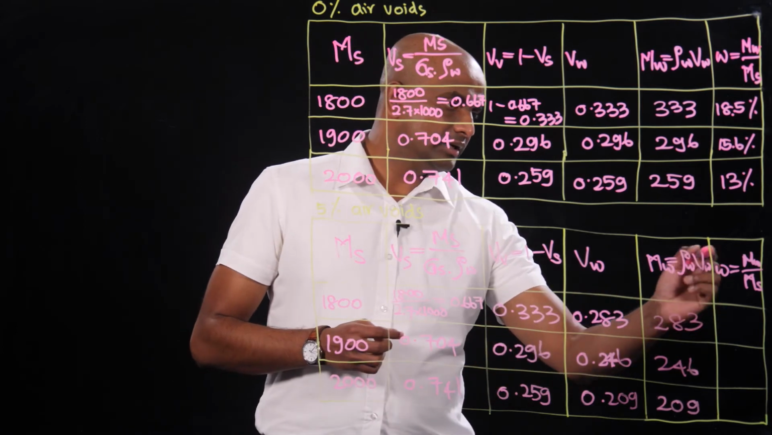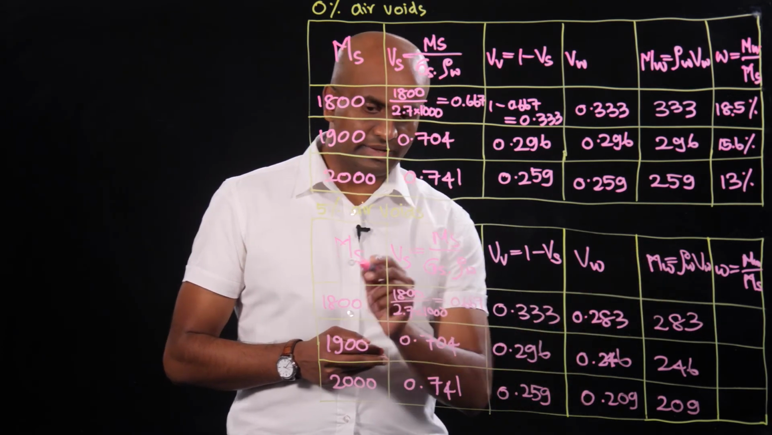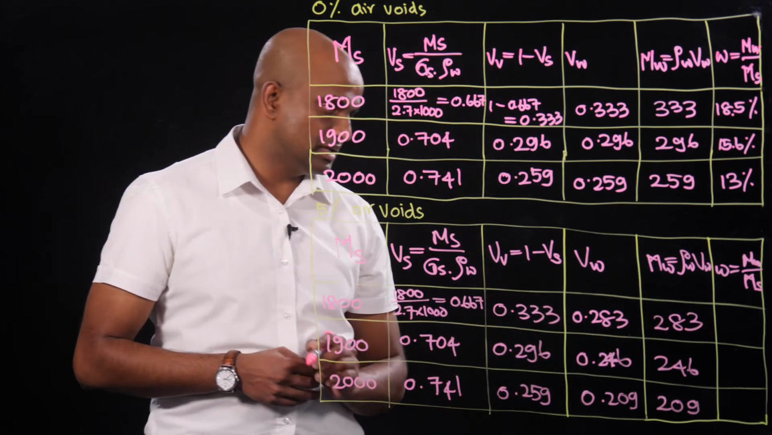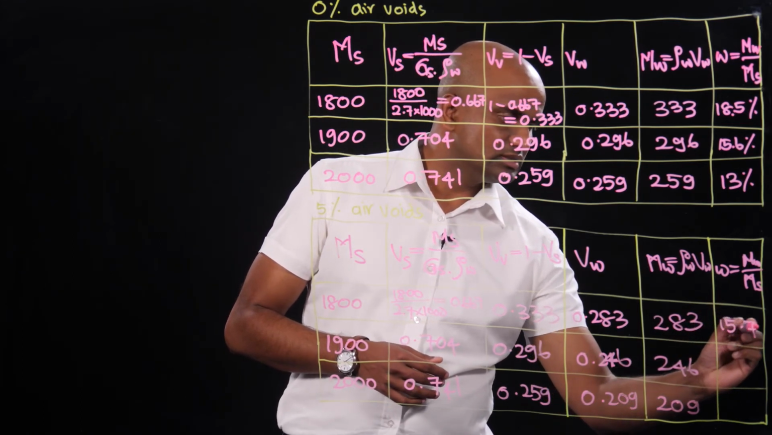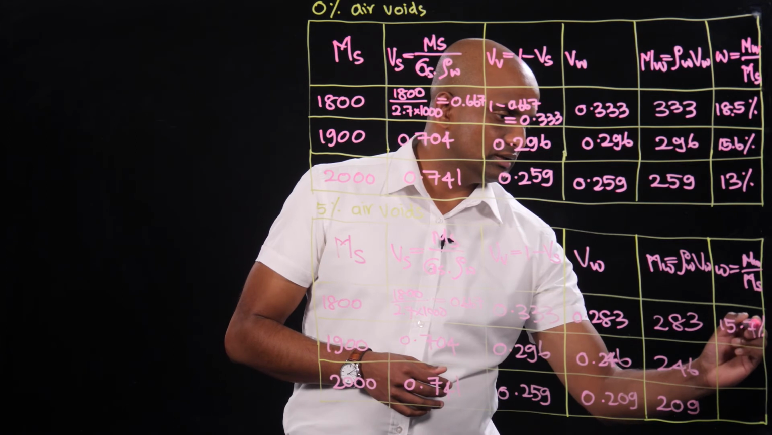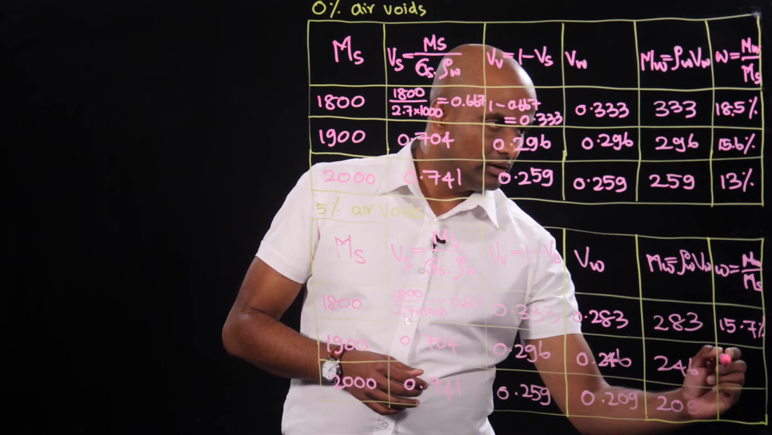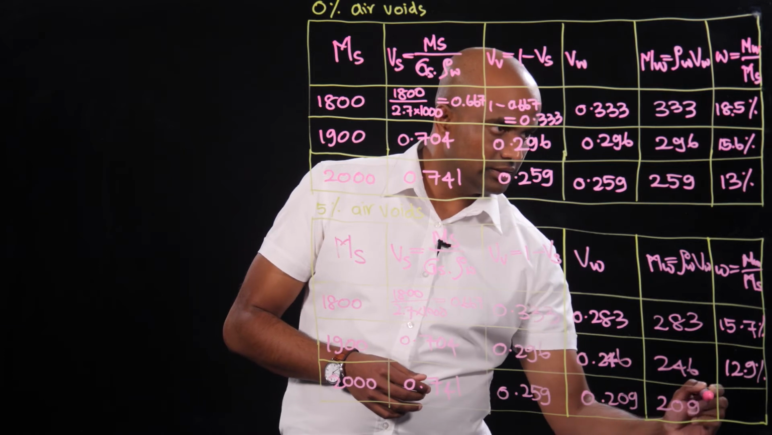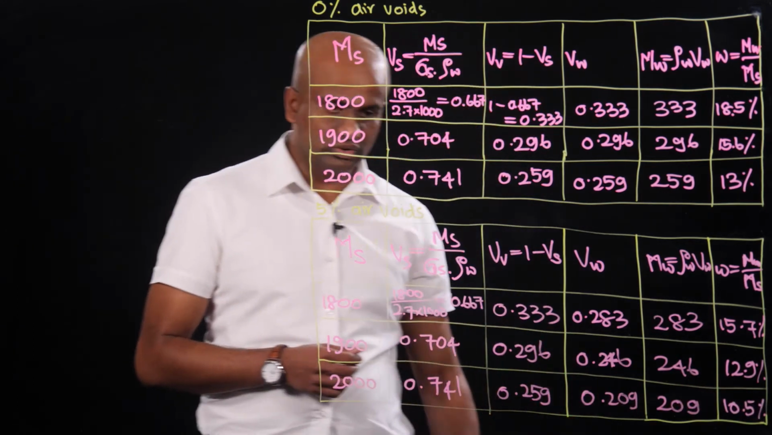So now we can calculate the water content, which is the mass of water divided by mass of solid. Mass of water is 283 when the mass of solid is 1800. That will give you 15.7% water content. And when Ms is 1900, it will be 12.9%, and 10.5% when Ms is 2000.